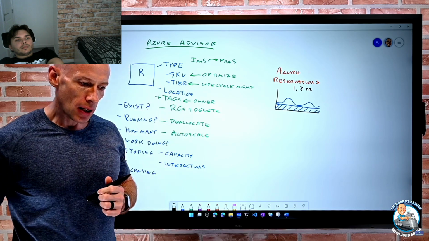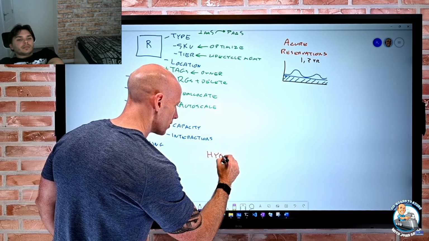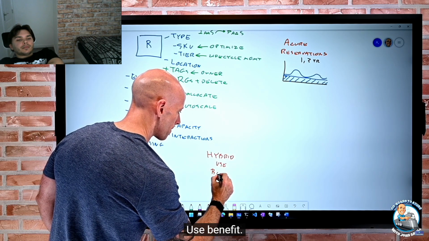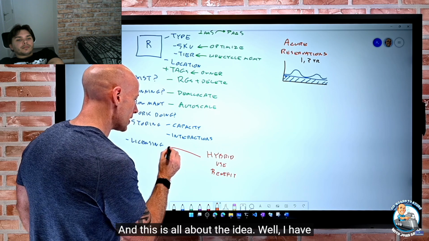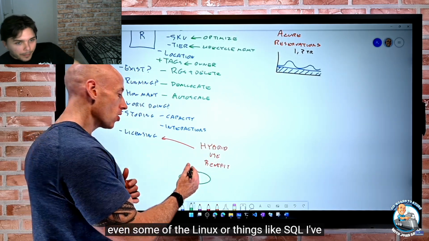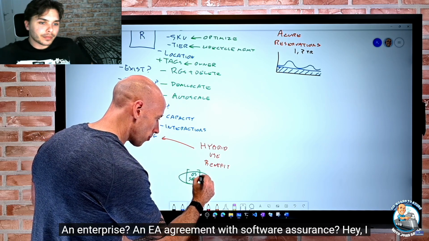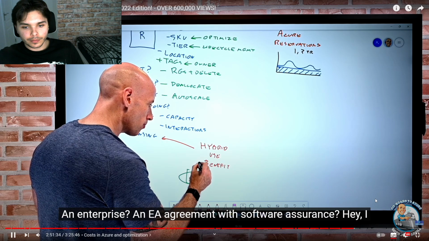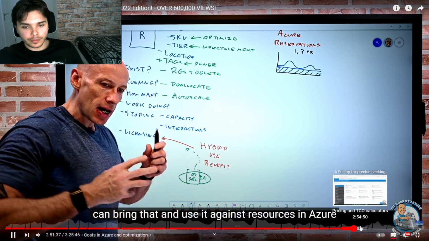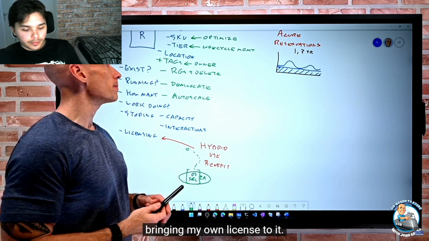So those can really help me save a lot of money if I can commit to using that for a certain amount of time. The other thing I can do is, remember this licensing. There's something called Hybrid Use Benefit. And this is all about the idea, well, I have some licensing already. Maybe it's the OS like Windows or even some of the Linux or things like SQL. I've already got the licensing covered by an enterprise EA agreement with software assurance. Hey, I can bring that and use it against resources in Azure and stop paying for the licensing part. I'll use my existing license, basically bringing my own license to it.